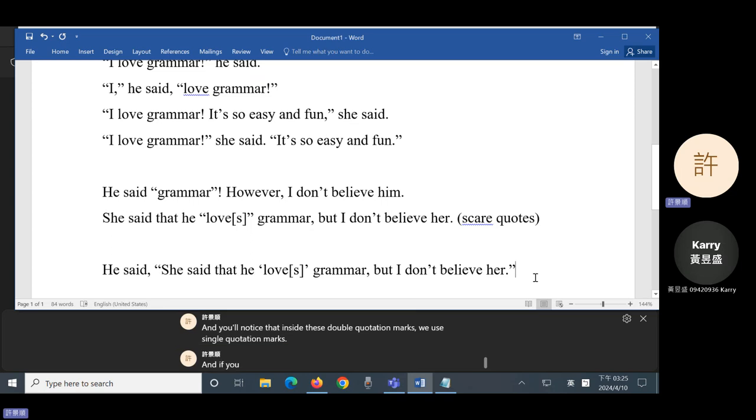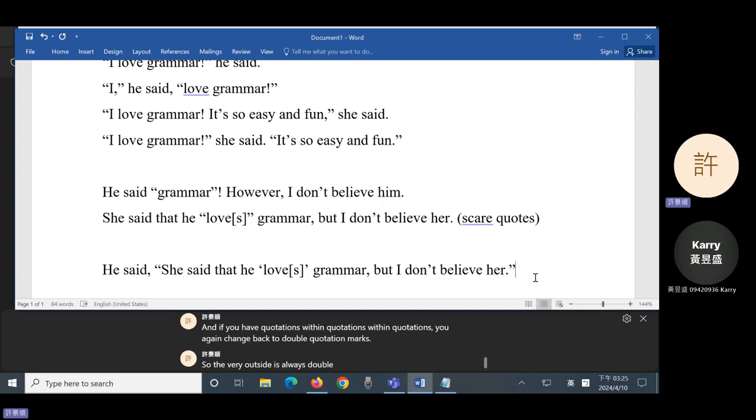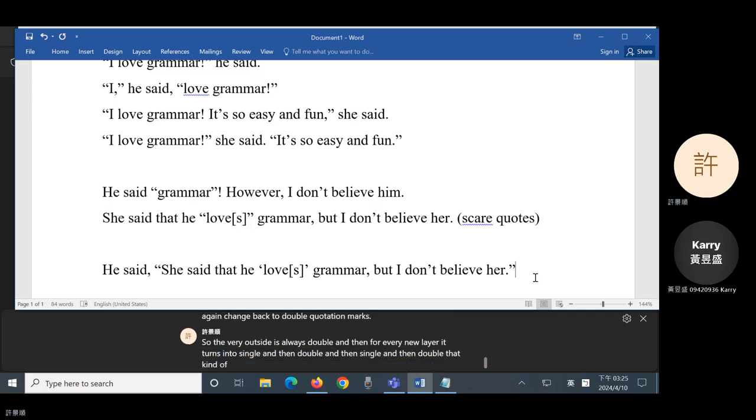And if you have quotations within quotations within quotations, you again change back to double quotation marks. So the very outside is always double. And then for every new layer, it turns into single and then double and then single and then double, that kind of thing.